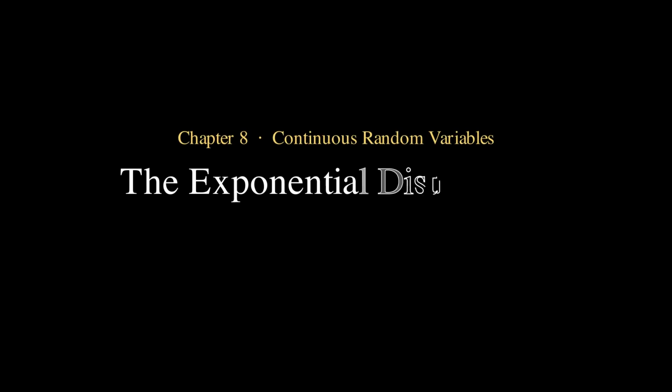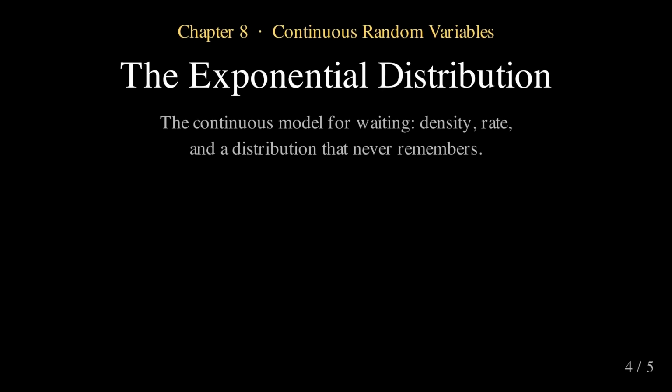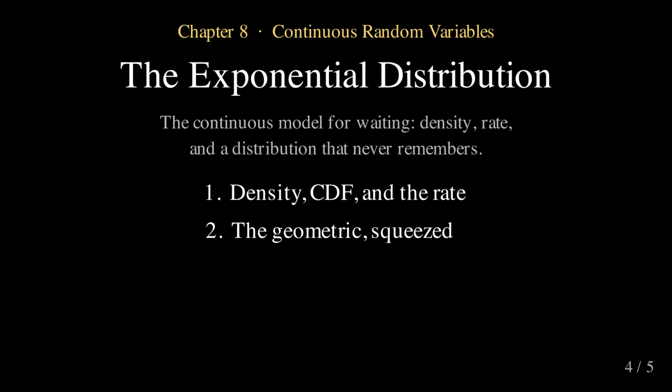The catalog of continuous models opened with the uniform and the Gaussian. Today we add the third leg of the triad, the exponential distribution, the model for waiting. We meet its density and its CDF and put them straight to work on a server, then watch the geometric distribution squeeze into it as coin flips run on a finer and finer clock.